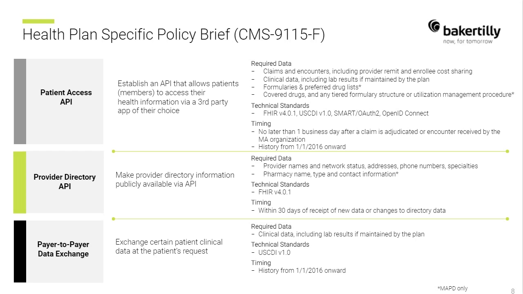For the second requirement, a health plan does need to make provider directory information available via an API, and this will include provider name and network status, address, phone numbers, and specialties. And if you are part of Medicare Part D, pharmacy name, type, and contact information as well. The technical standard required for this API is also FHIR 4.0.1, and then the timing for which is required to be 30 days of receipt of any new data or changes to your existing directory data. And last but not least, on the health plan side, there is a payer-to-payer data exchange, which requires that the members request to exchange clinical information, primarily the USCDI data, to the new health plan at a member's request. And this is also going to be requiring history about a member from 2016 onward.